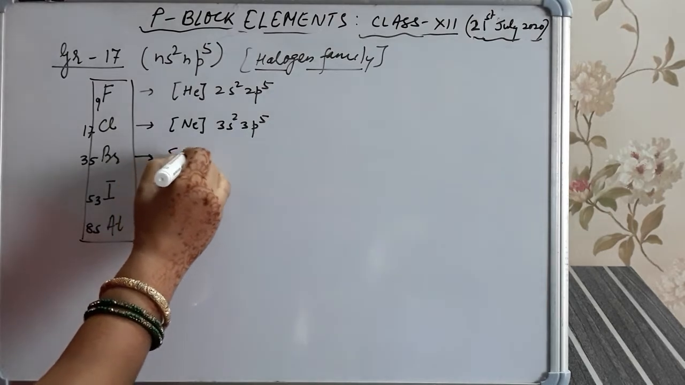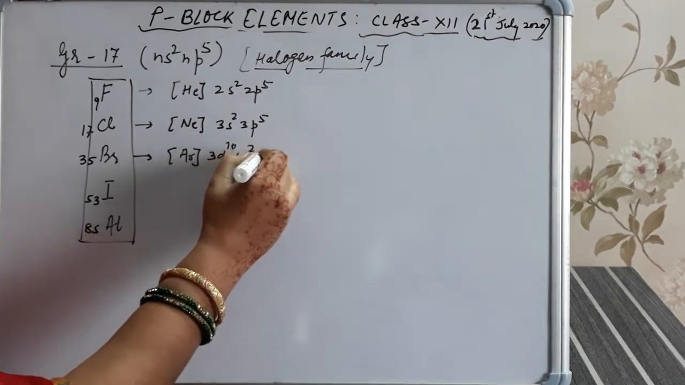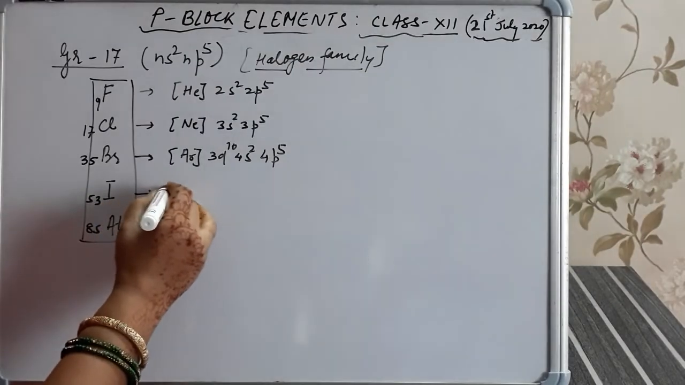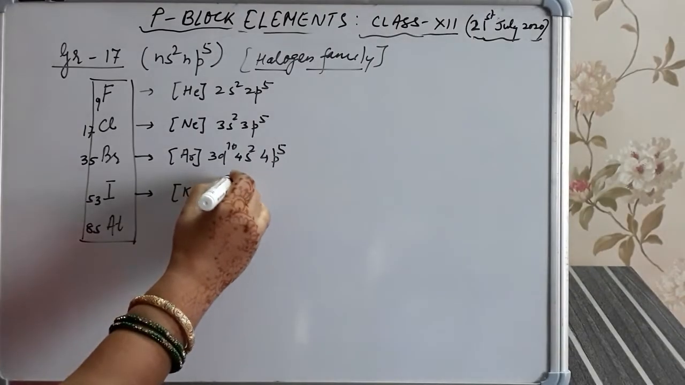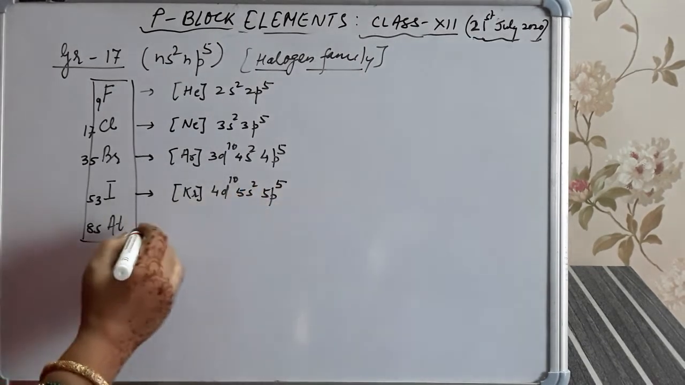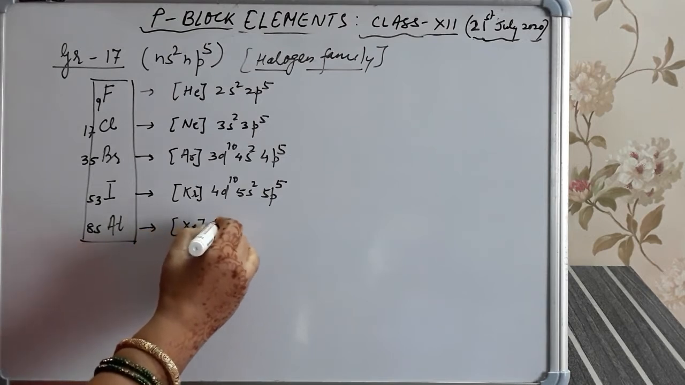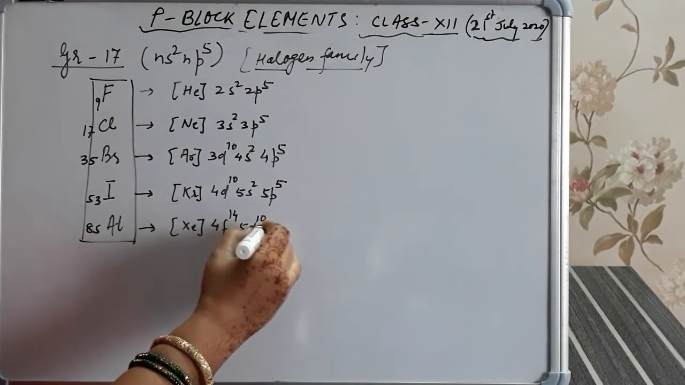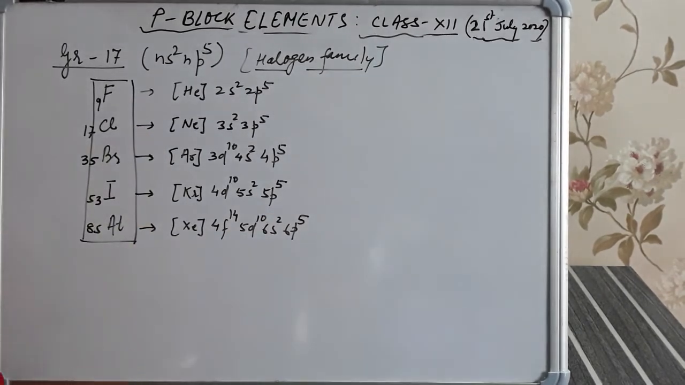For bromine, argon, 3d10, 4s2 and 4p5. For iodine, the inert gas we use is krypton, 4d10, 5s2 and 5p5. Now for astatine, use xenon, 4f14, 5d10, 6s2 and 6p5. So this is their general configuration.